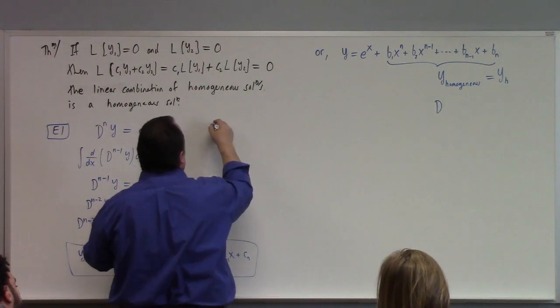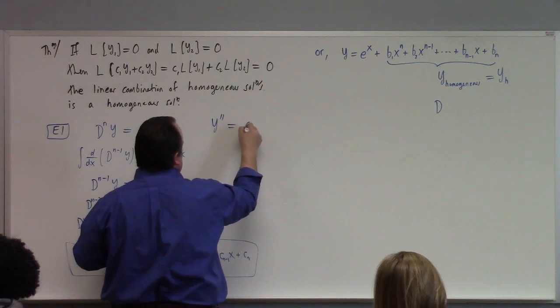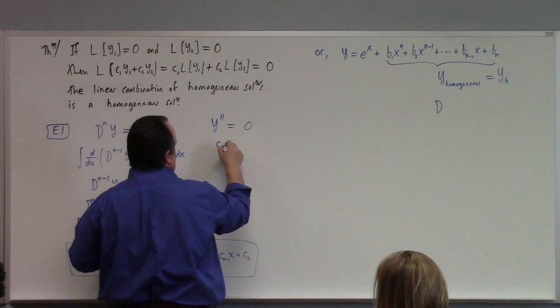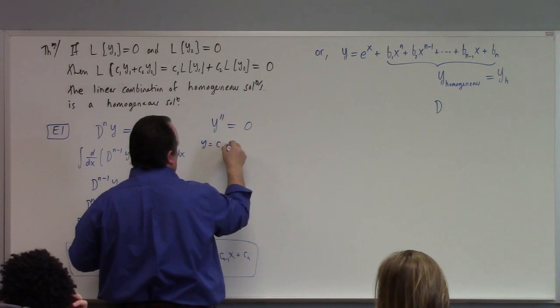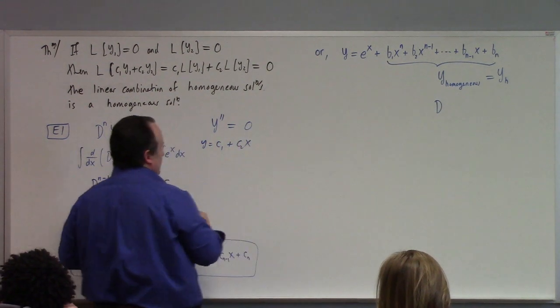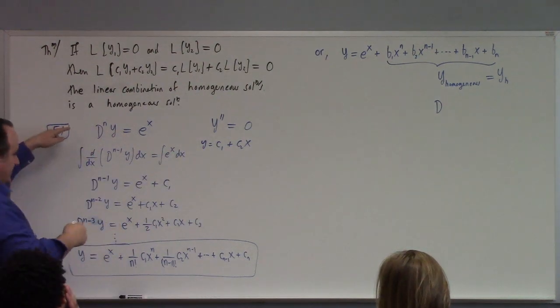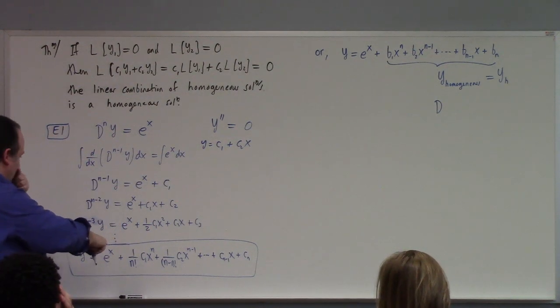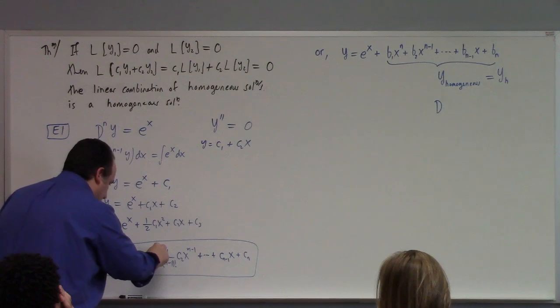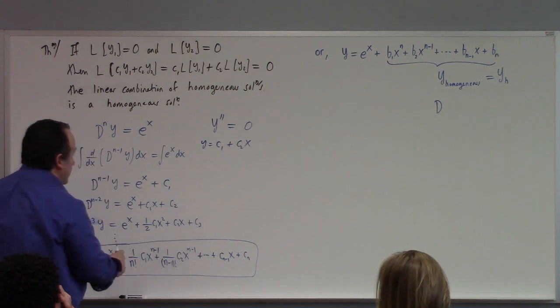Like, for example, let me drop it back a second here. Y prime prime equal to 0 would give us what? y equals C1 plus C2 x, right? So I should have one less degree. I shouldn't have gone all the way to n. I should go to what? This should be n minus 1.